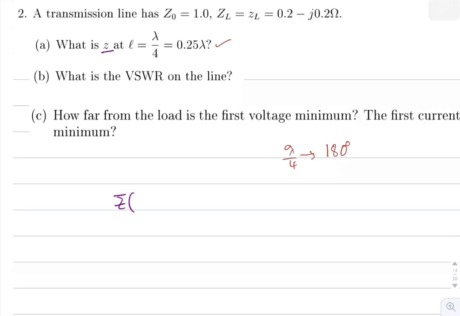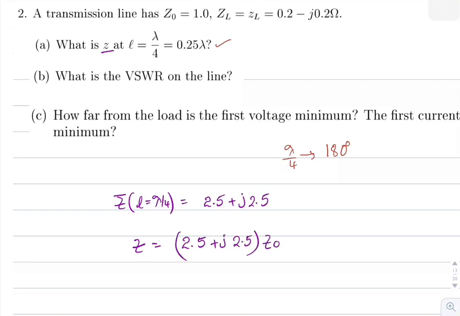Normalized impedance at a distance of L equal to lambda by 4 from the load is equal to 2.5 plus j times 2.5. If you want actual impedance, then z equal to 2.5 plus j times 2.5 multiplied with characteristic impedance Z0. Anyway, the characteristic impedance Z0 is equal to 1. Therefore actual impedance is equal to 2.5 plus j times 2.5 ohms.